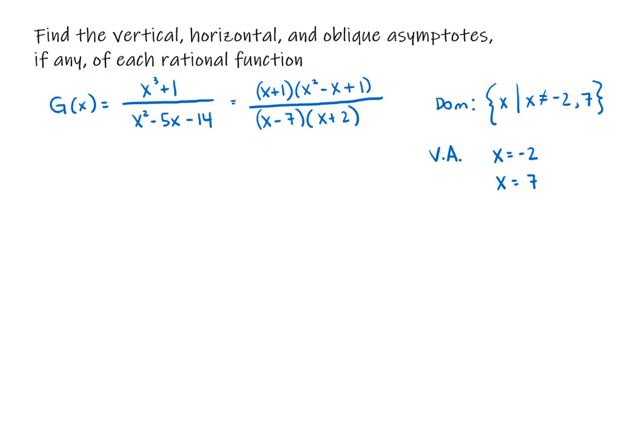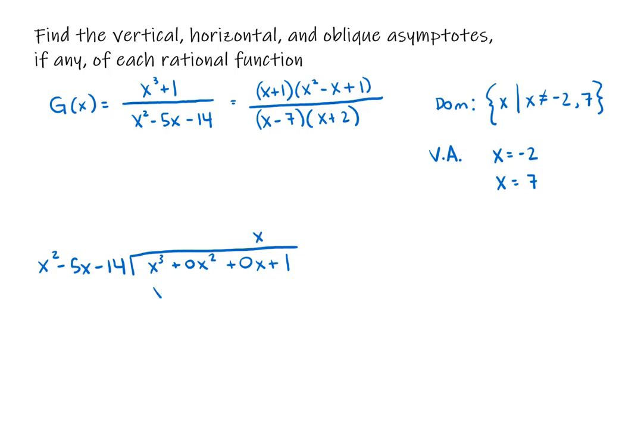Now to look at my horizontal or oblique asymptote, I want to look at the degree of the numerator and the denominator, and I have x to the 3rd over x squared. And that's greater in the numerator and only greater by 1. So we're actually going to have to do polynomial long division. Remember that for polynomial long division, you do have to put in the missing terms. So I'm going to put in x here.